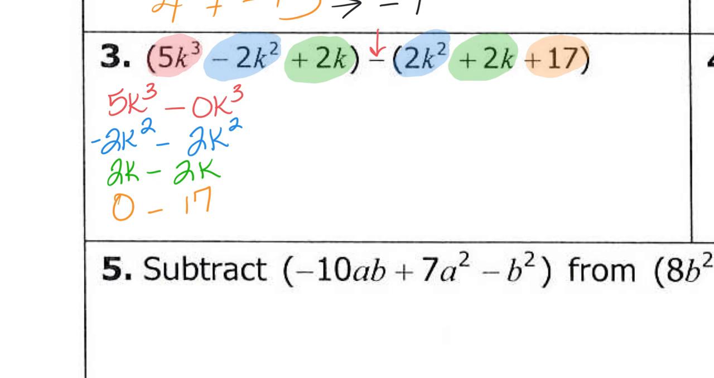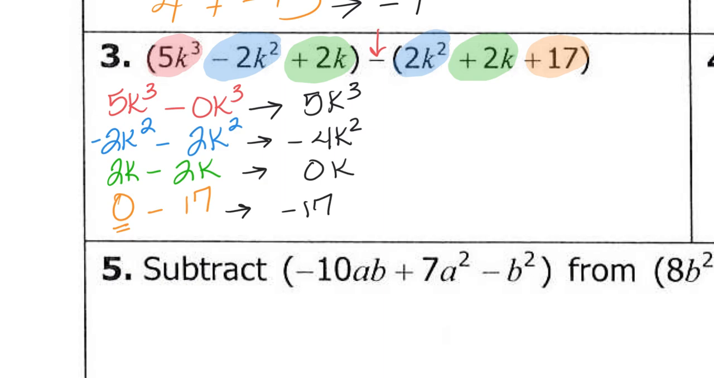So notice that there's nothing in orange over here. So we want to make sure we represent that there was nothing from the first set of parentheses. So 5 minus 0 is 5. Negative 2 minus 2 is negative 4. 2 minus 2 is 0. And 0 minus 17 is negative 17. Put it all back in order and you get 5k cubed minus 4k squared plus no k's minus 17.